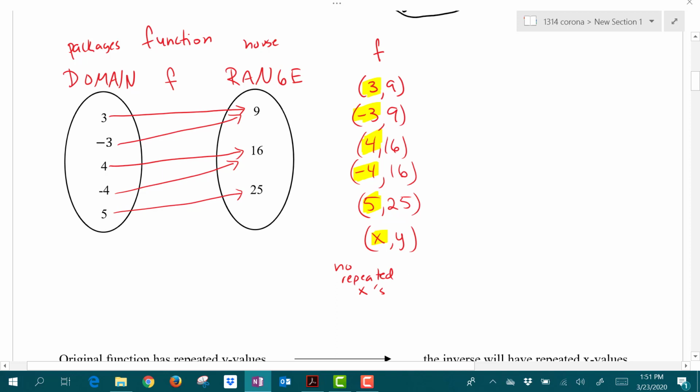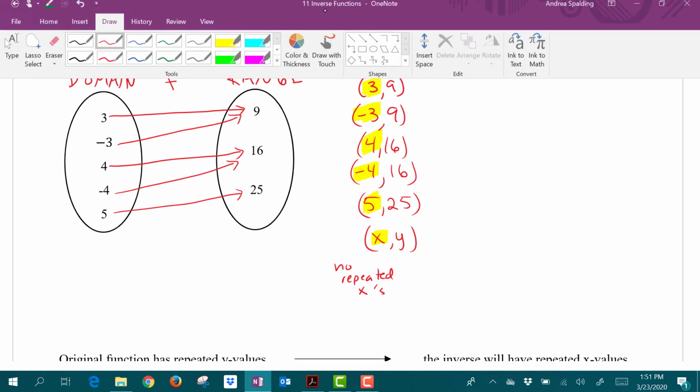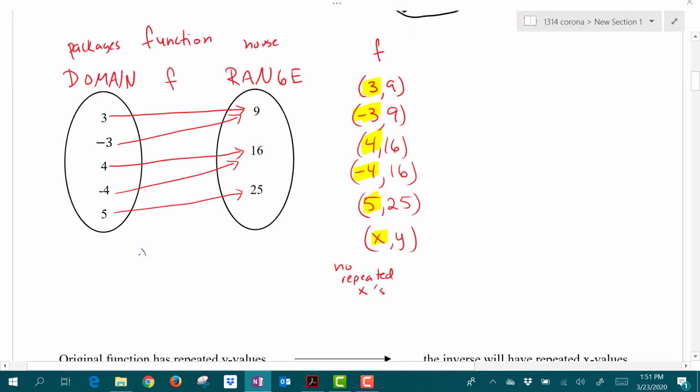So our primary concern here is not necessarily if f has repeated x's. What we're trying to think about is the inverse, or the reverse. We want to know information about what happens when we switch the arrows around. Now when I switch the arrows around, 9 goes to 3, but then 9 also would point back to negative 3.